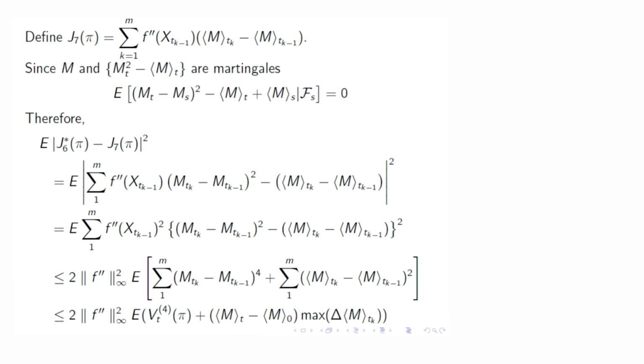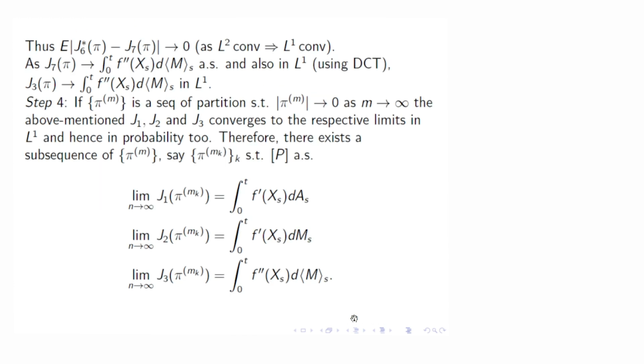From here we can conclude that J*6 and J7 both have the same L2 limit. Here we have seen that this norm is less than or equal to this finite number, and then this part, the maximum Δ quadratic variation <M>_{t_k}, goes to 0 as the partition mesh size goes to 0, due to the continuity of the martingale. Next, since we know that L2 convergence implies L1 convergence, we can state that for J*6 and J7, the expectation of the modulus of this difference goes to 0.